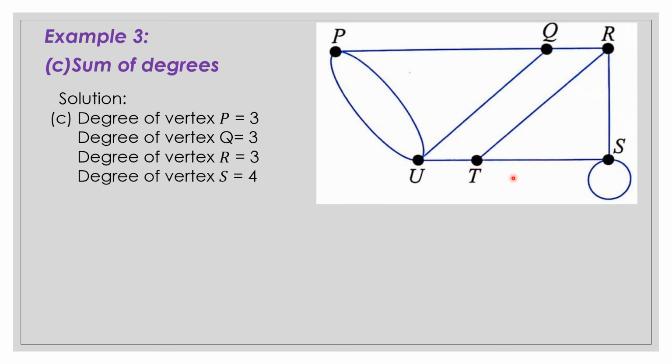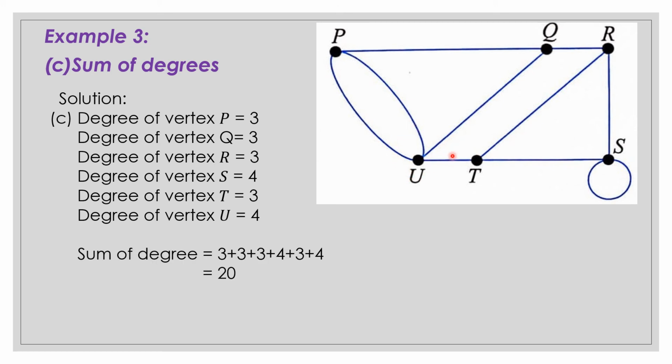Then vertex S is 1, 2, and here you get 2 because it's a loop, so therefore the degree of vertex S is 4. The degree of vertex T is 3 also, 1, 2, 3, and the degree of vertex U is 1, 2, 3, 4. When you total up, it is 20, therefore the sum of degree is 20.